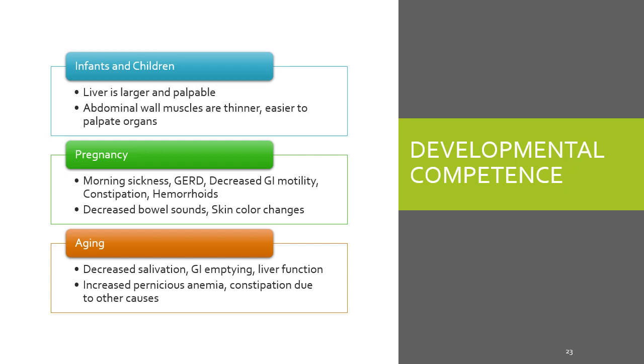And then with aging, patients have decreased salivation, delayed GI emptying, and decreased liver function, as well as a decrease in gastric acid, which increases the risk of pernicious anemia. In addition to that, they have oftentimes chronic constipation, which is usually due to other causes like decreased fiber intake, decreased water intake, decreased ambulation, a side effect of medications, things like that.